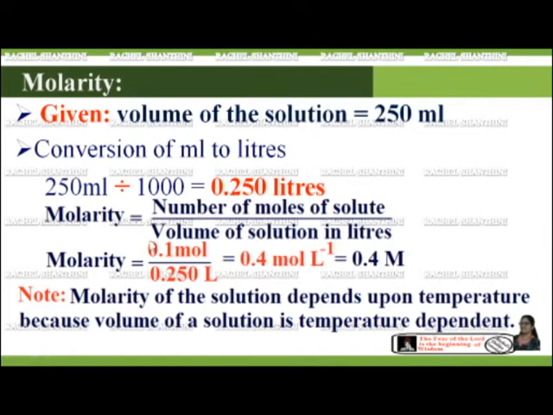Now let us substitute the values in the formula. Molarity equals number of moles of the solute, which we have calculated as 0.1 mole, upon volume of the solution in liters, which we have just calculated as 0.250 liters. We can write 0.4 mole per liter as 0.4 capital M, because capital M is the expression to denote molarity. We know that molarity is the expression of the number of moles of the solute in volume of the solution in liters. So molarity of the solution depends upon temperature, because the volume of the solution is temperature dependent.